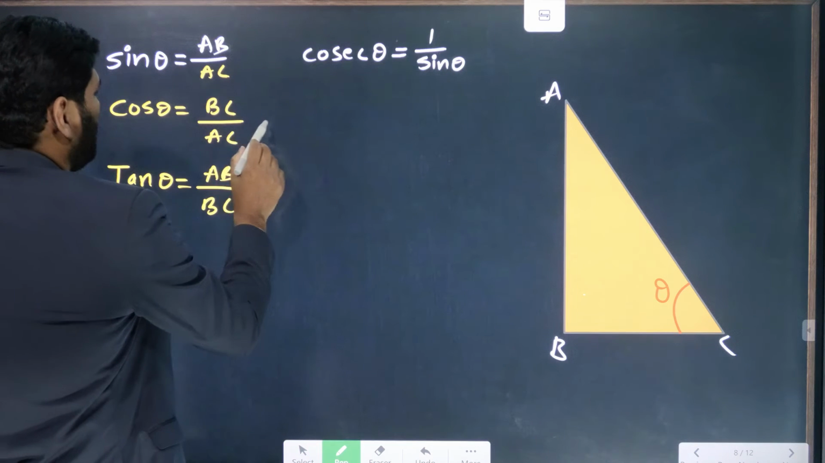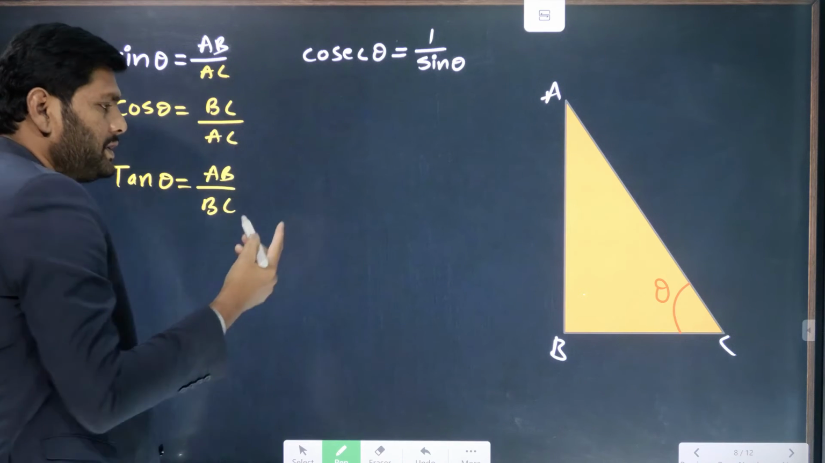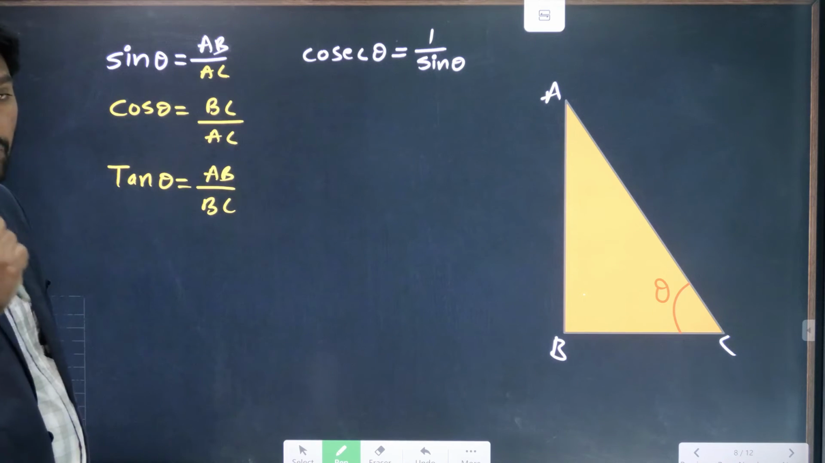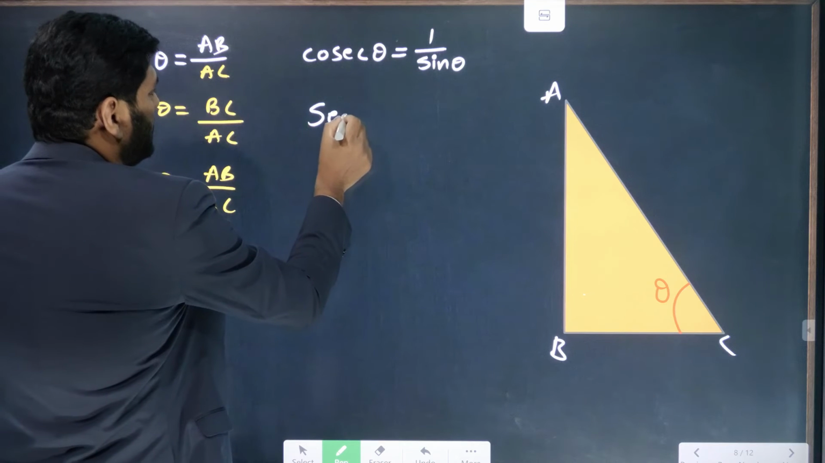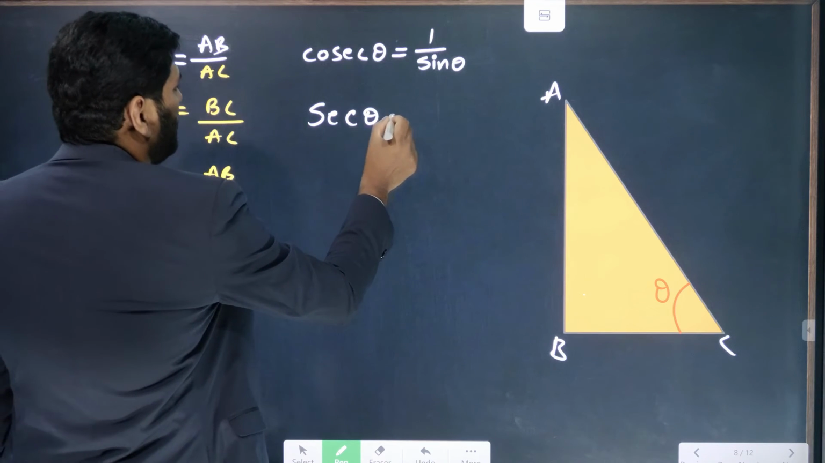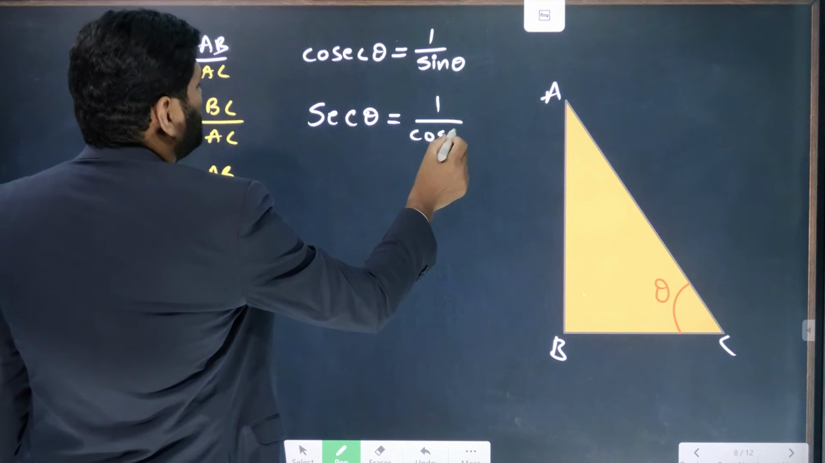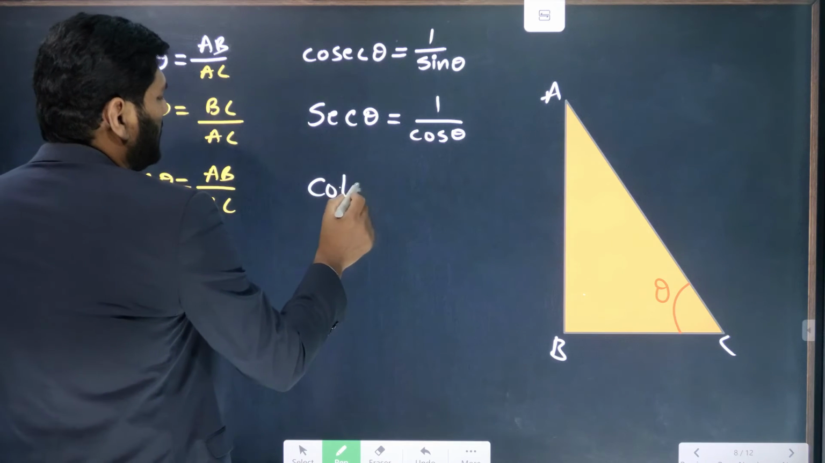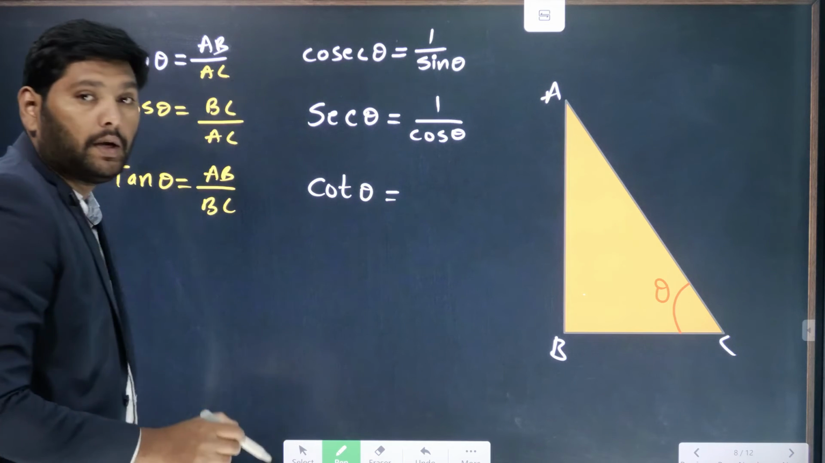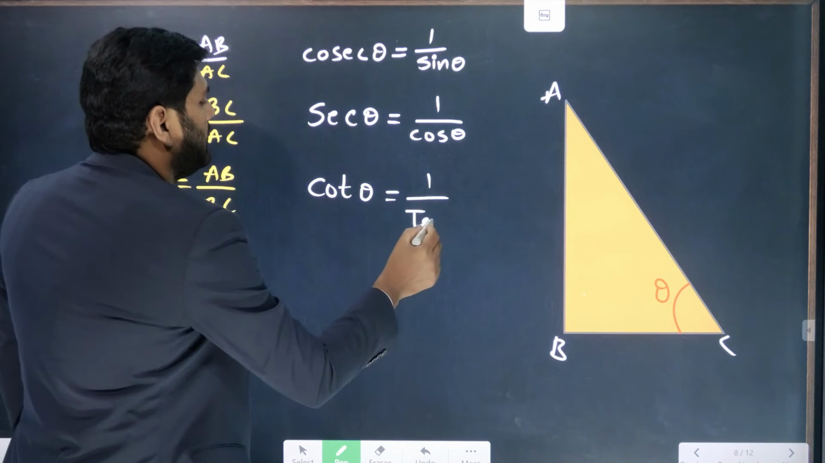So similar way, cos theta is nothing but what? Adjacent side by hypotenuse. But here one more we have, that is secant theta. Secant theta is nothing but reciprocal of cos theta. Similar way, one more we have, cot theta. Cot theta is nothing but reciprocal of tan theta.